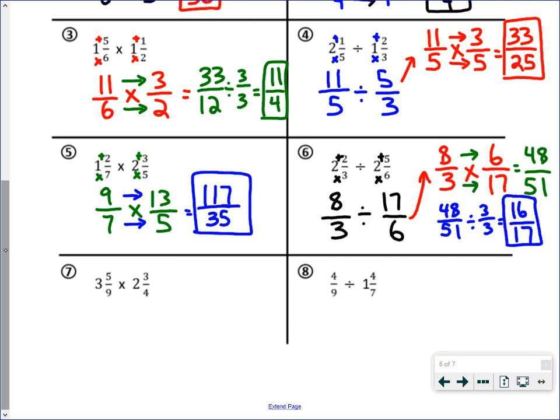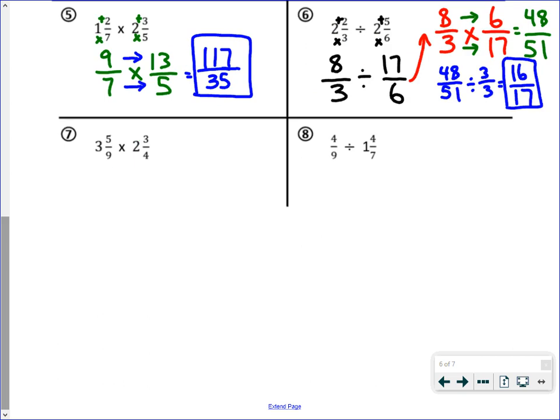2 more to go. Let's take a look at these. Let's rewrite them to where they are improper fractions. So we have 27 plus 5, so 32. Keep your denominator. Here we have 4 times 2, which is 8, plus 3, which is 11. Keep your denominator. Now we're going to multiply across. 32 times 11. Now here is a great way to make this easier. I am going to simplify before I multiply across. If I do that, then I know it's the correct answer at the end.